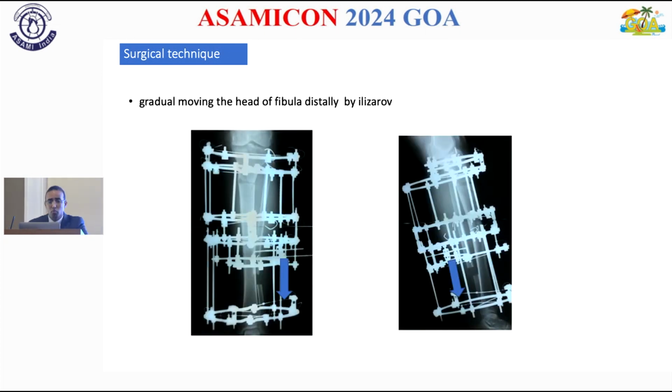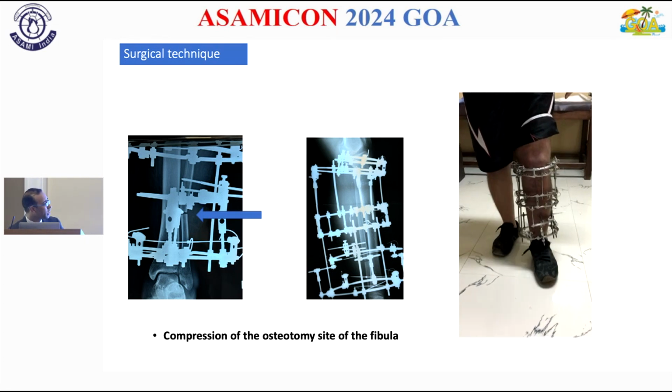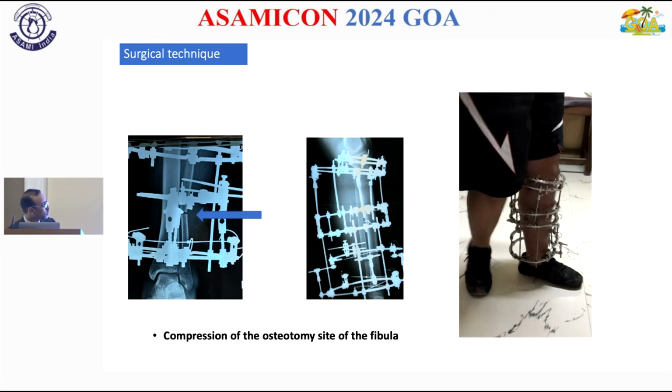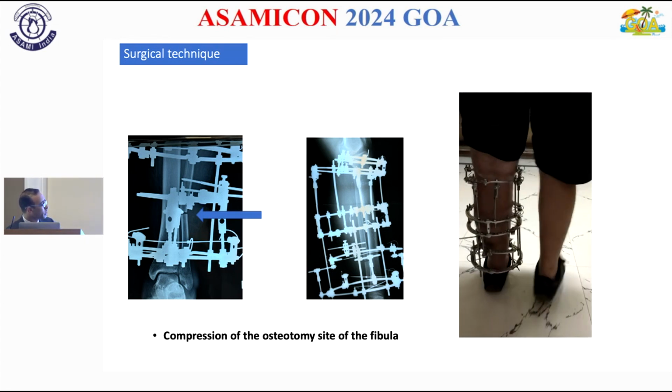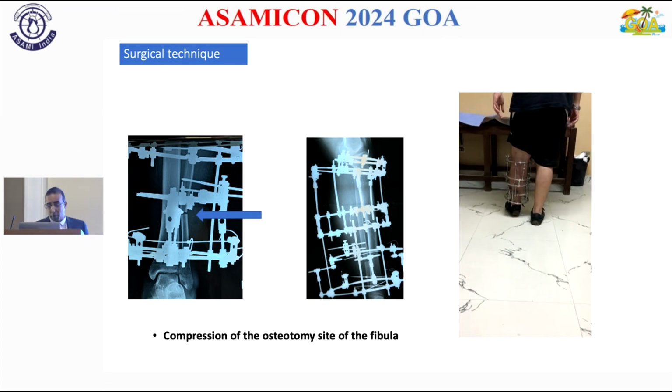We begin to gradually move the head of the fibula distally by moving this 5/8 ring distally. We continue descending the head of the fibula until obtaining a docking site in compression, and do more compression to obtain a union of the fibula.